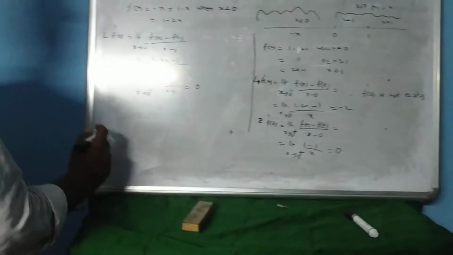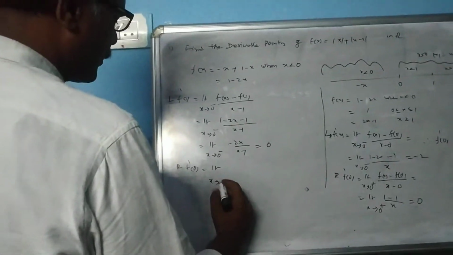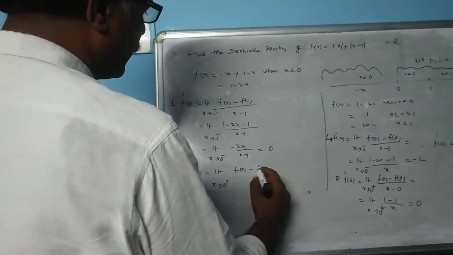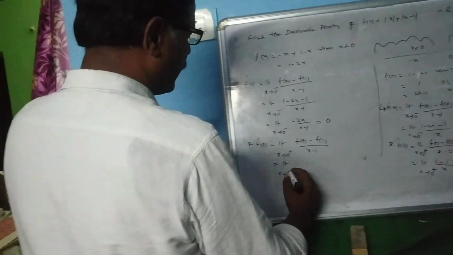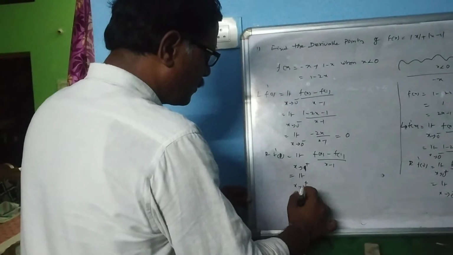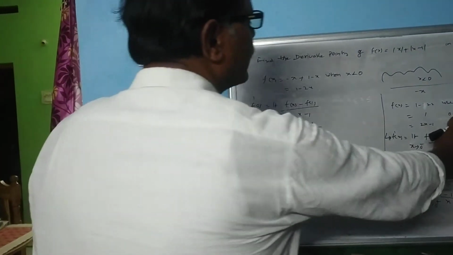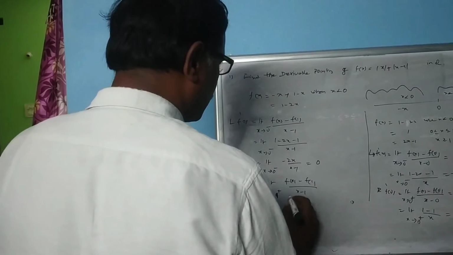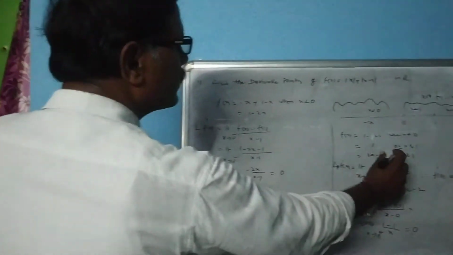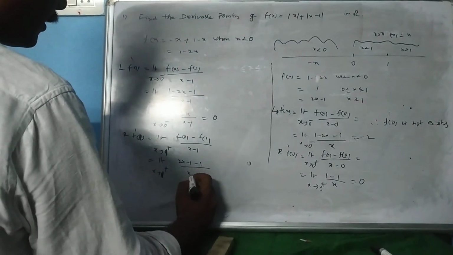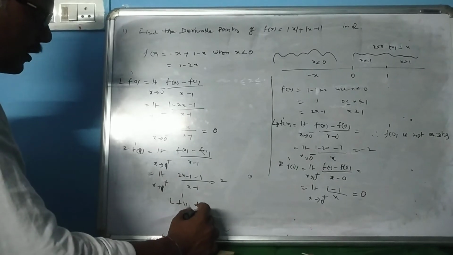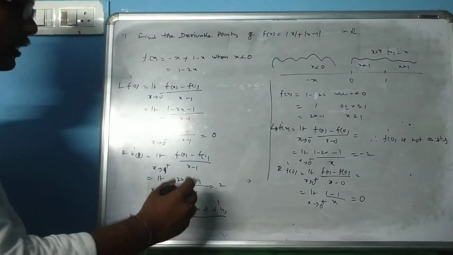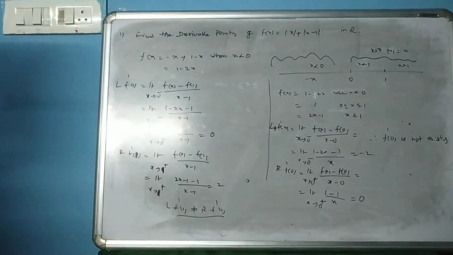Similarly, the right derivative at 1: limit as x tends to 0 plus of f of x minus 1 by x minus 1. This is the limit where f of x, when x is greater than or equal to 1, is 2x minus 1, so it is 2x minus 1 minus 1 by x minus 1. This value is equal to 2. This value is not equal to the left derivative at 1. Therefore, f is not derivable at x equal to 1 also.